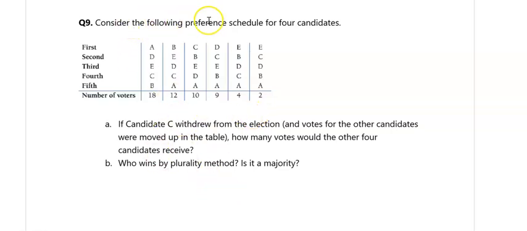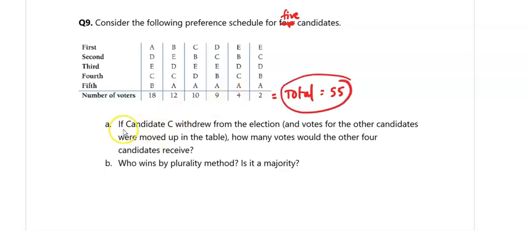Consider the following preference schedule for 5 candidates. The candidates are A, B, C, D, and E. This is called a preference schedule, or preference table. The number of voters is 18, 12, 10, 9, 4, 2. So the total number of voters here, if you add them all together, is 55.